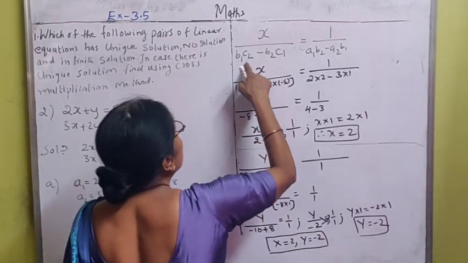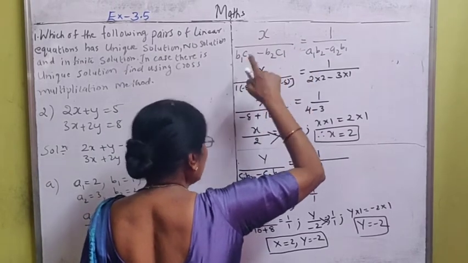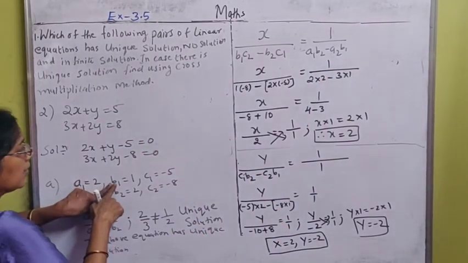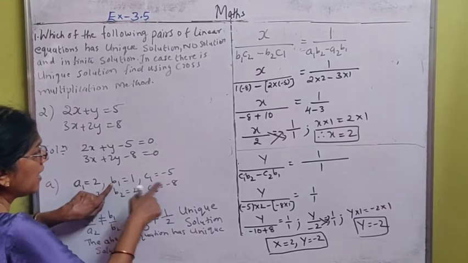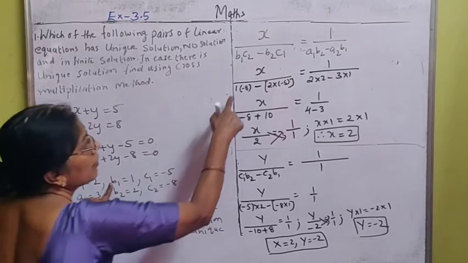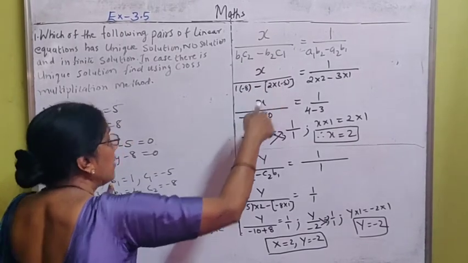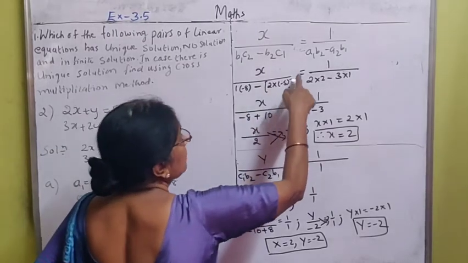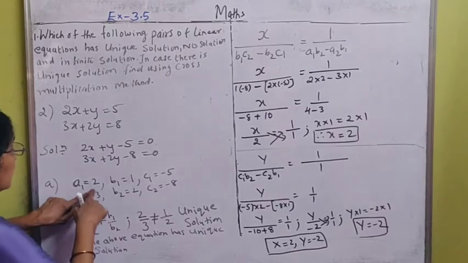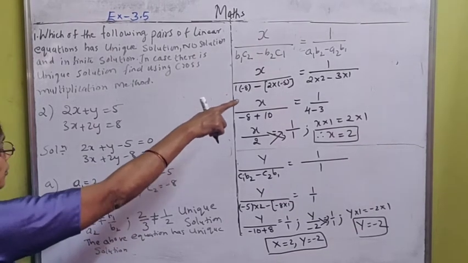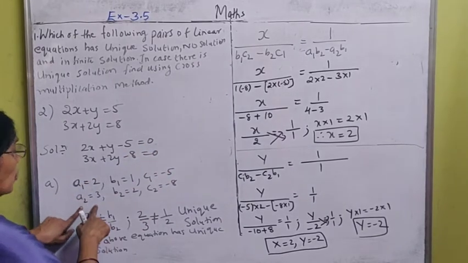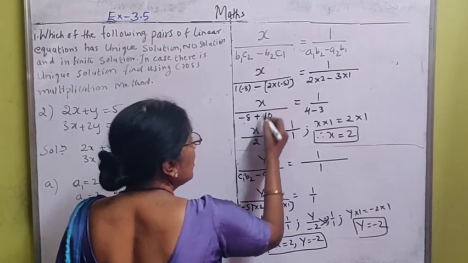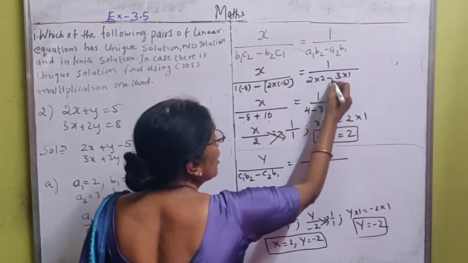So x divided by b1c2 minus b2c1 is equal to 1 by a1b2 minus a2b1. Substitute the value. b1 is 1, c2 is minus 8, 1 into minus 8. Minus sign will remain as it is, I will keep it in the bracket. b2c1, 2 into minus 5. a1 is 2, b2 is 2, so 2 into 2. Then minus sign will remain as it is, a2b1, 3 into 1. So 1 into minus 8 is minus 8. Minus into minus is plus, 2 5s are 10, is equal to 2 2s are 4, minus 3 1s are 3.